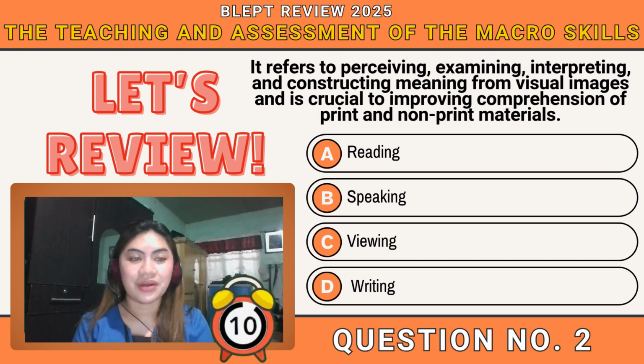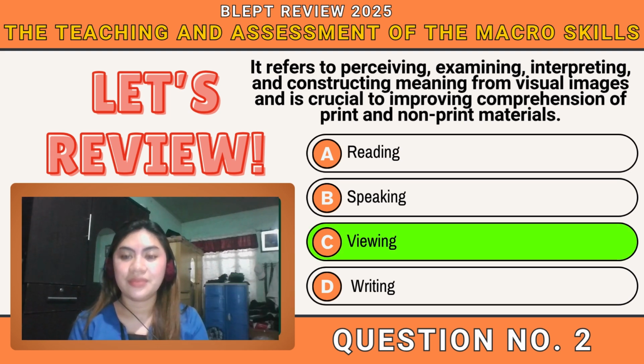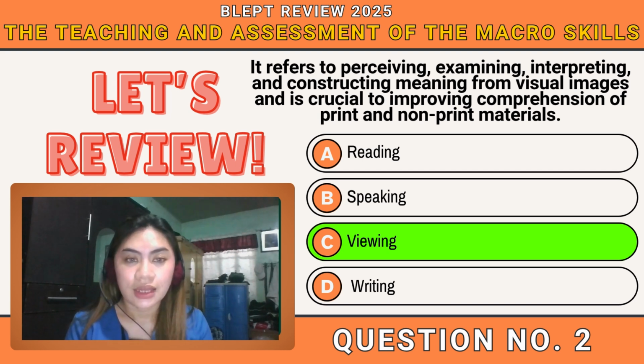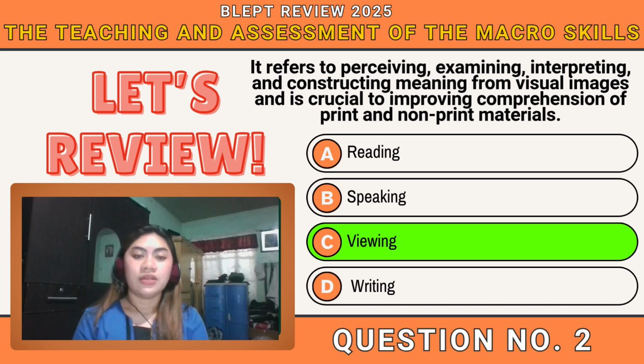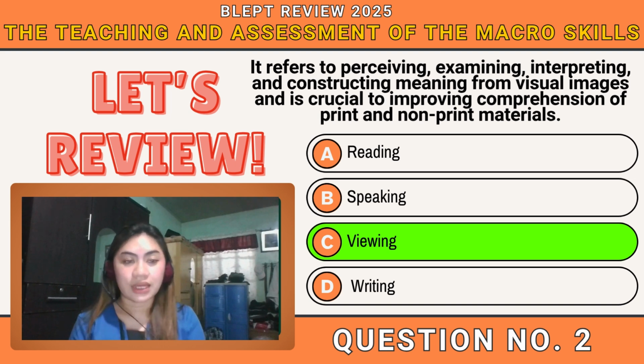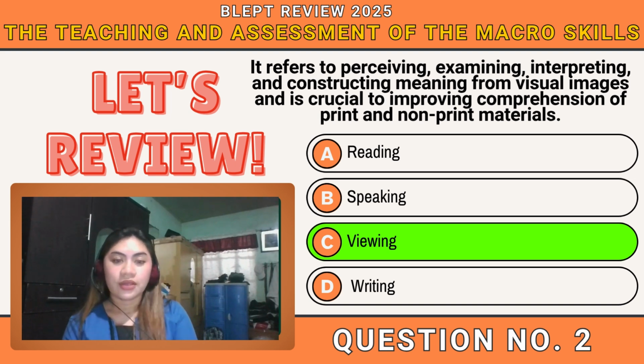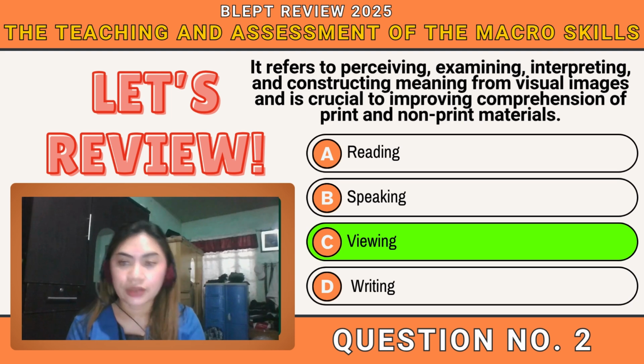Okay, time is up. So, the answer for question number two is viewing. Okay, so viewing is the macro skill that broadens ways in which students can understand and communicate ideas through nonverbal communication. And there are ways to present ideas visually, like drawings, photographs, organizational graphs, charts, videos, and other multimedia and web-based correspondence. So reading, speaking, and writing are distractors.